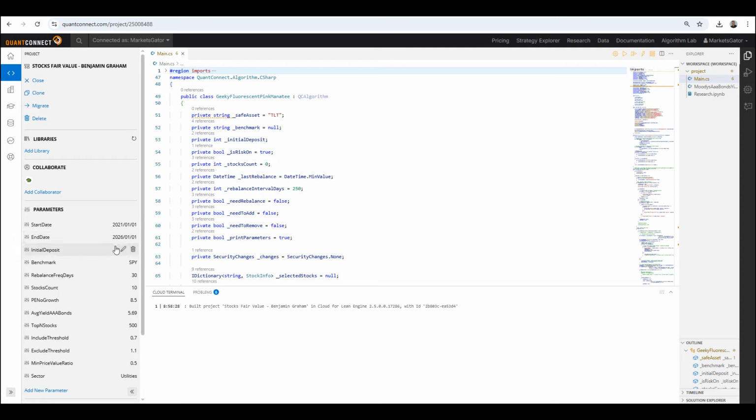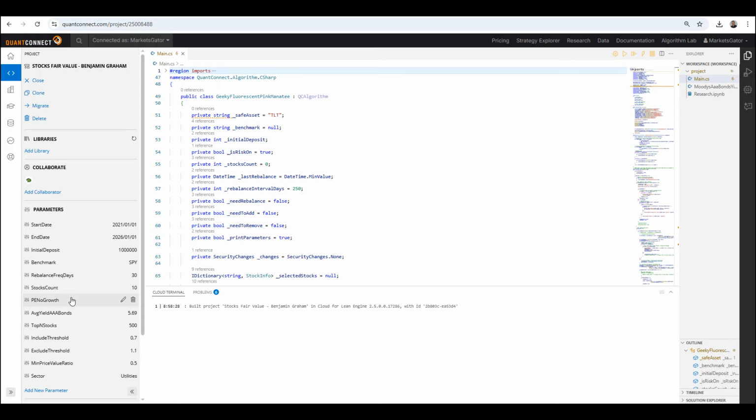Start and end date. This is our testing range of time. As you can see, I decided to start from January 2021 and up till now, which is more than 4.5 years. Initial deposit. How much money we start with? Let's set 1 million. Our benchmark is SPY, S&P 500 ETF. We'll be comparing our strategy to buy and hold strategy of this fund. Rebalance frequency. How often we're checking for overvalued and undervalued stocks. Stocks count. How many positions I'll be holding in my portfolio.